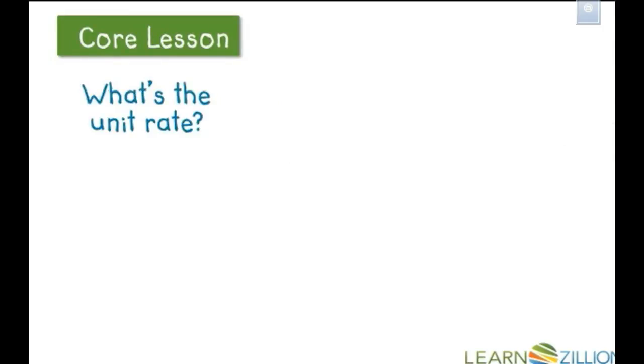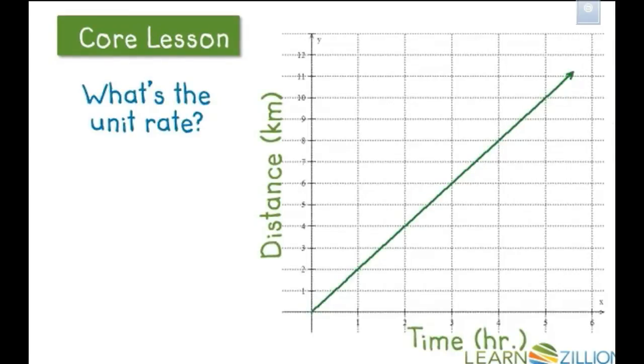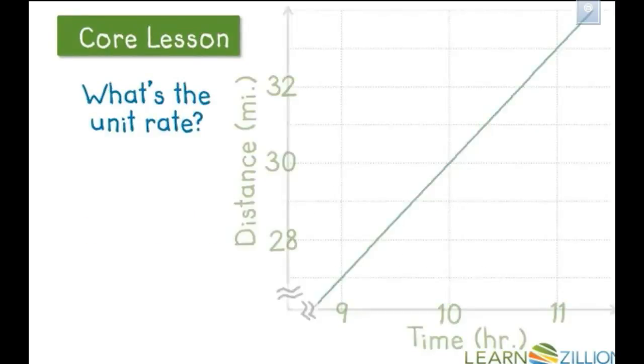What's the unit rate for this proportional relationship? Well, in this case, the fastest way is just to find 1 on the x-axis and see that 1 hour corresponds to 2 kilometers. So this is as you're filling in. So the answer would be 2 kilometers per hour.